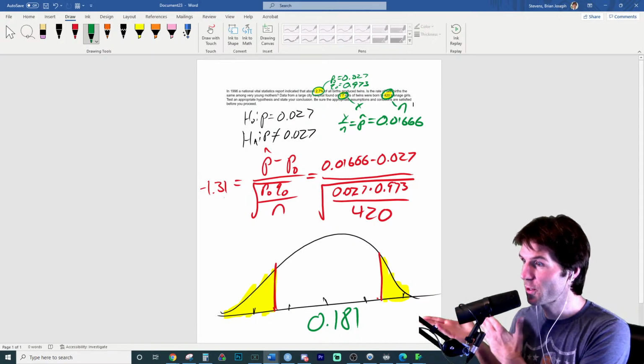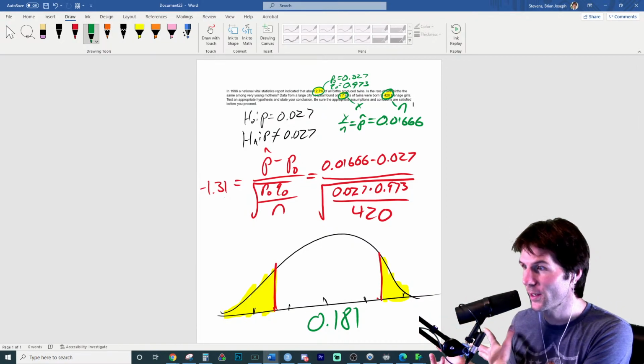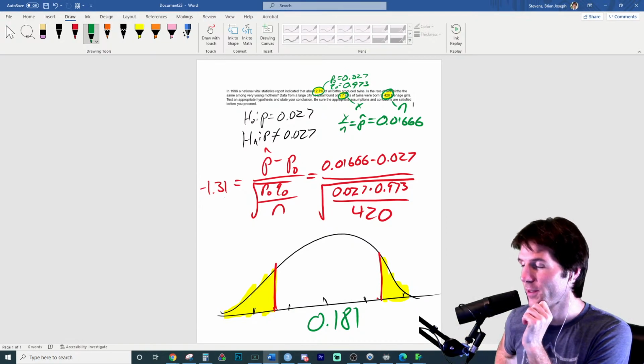The thing is, it's the two-sided alternative, so it doesn't matter. The z, we use the absolute value of the z.